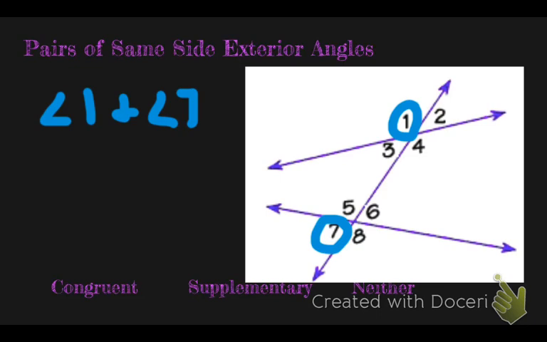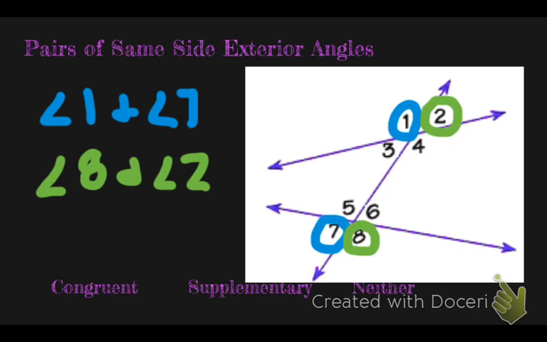All right, if I continue to look at this diagram, I can see angle 8 is outside of the lines, and its same side exterior angle pair is angle 2. So angle 8 and angle 2 are another pair of same side exterior angles.